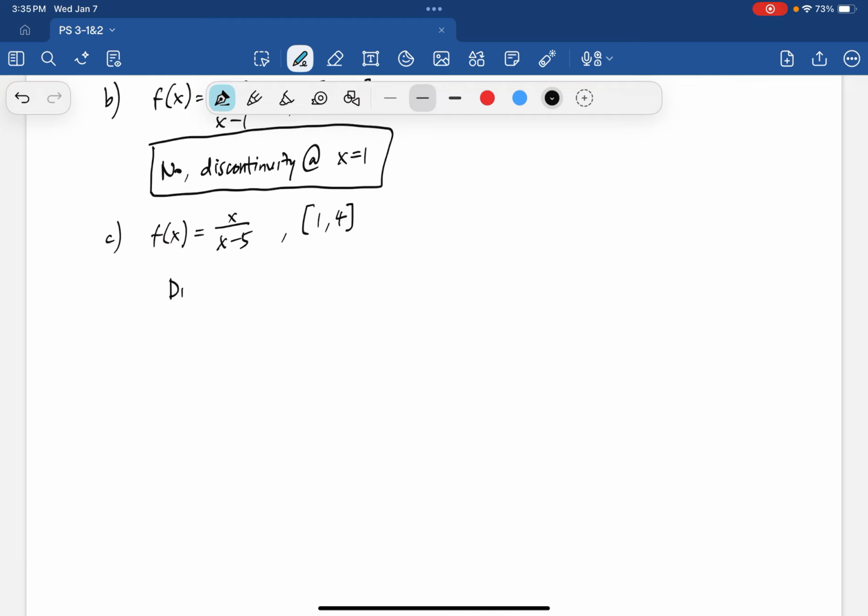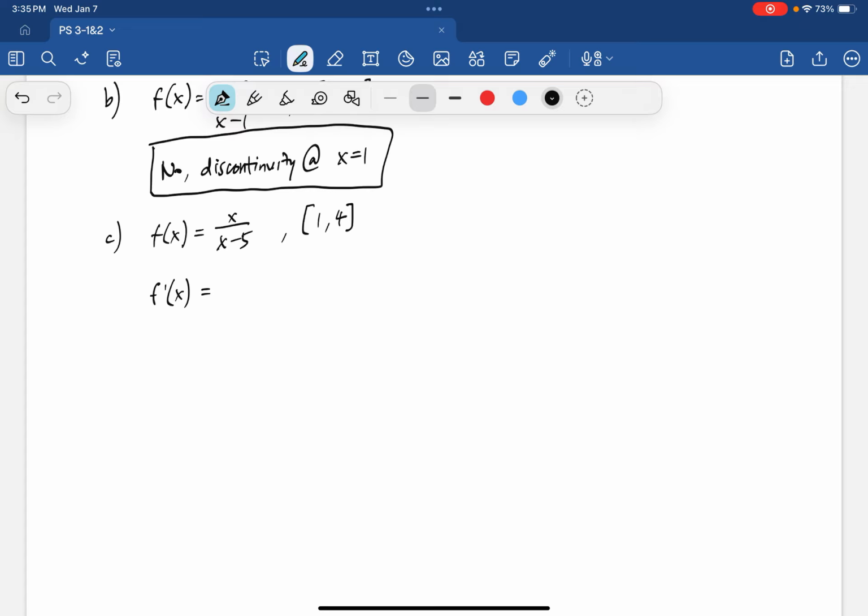The discontinuity in the original function is at x equals 5, which is outside the interval. So that's not a concern. And so next we should find the derivative and see if that exists, because it also has to be differentiable, right?